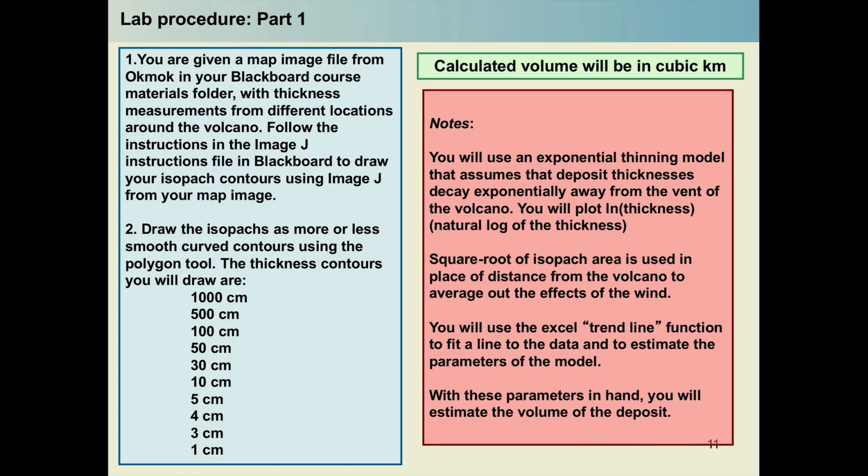So in ImageJ, you're going to use the polygon tool to draw the isopacks as more or less smooth curved contours around each of the thickness contours that are specified here. So the thickness contours you're going to draw are 1,000 centimeters, 500 centimeters, 100, 50, 30, and so on, down to 1 centimeter. There are going to be locations where you're going to have to estimate and interpolate your isopacks because you'll see not all of the measurements fall evenly at these ideal desired thickness contour intervals.